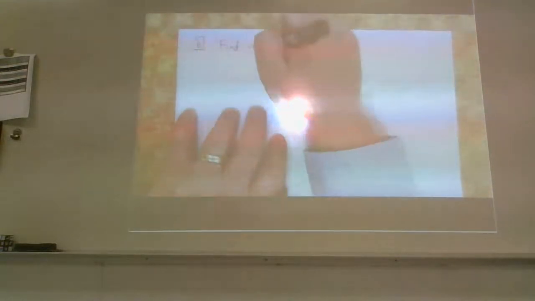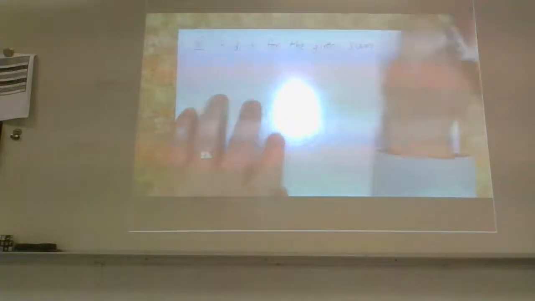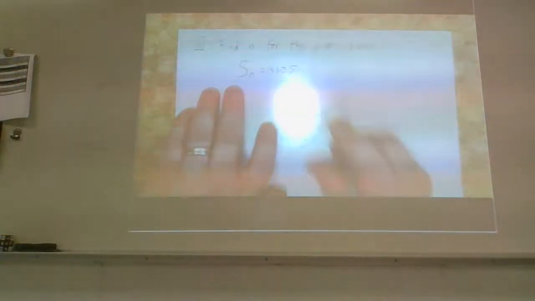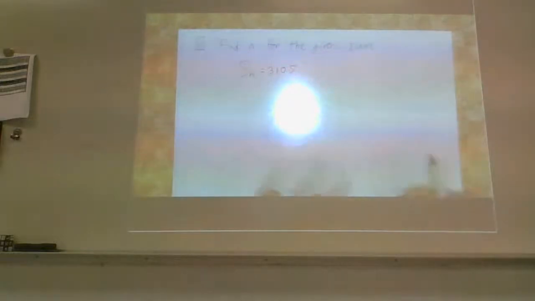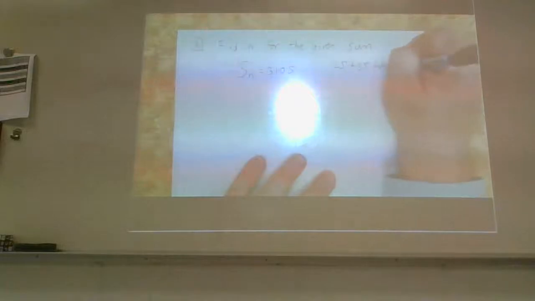This is, in my opinion, the absolute best part of this problem. They say in the directions, find n for the given sum. And they tell you that S sub n is equal to 3105 for the same series, 25 plus 35 plus 45 plus dot, dot, dot.